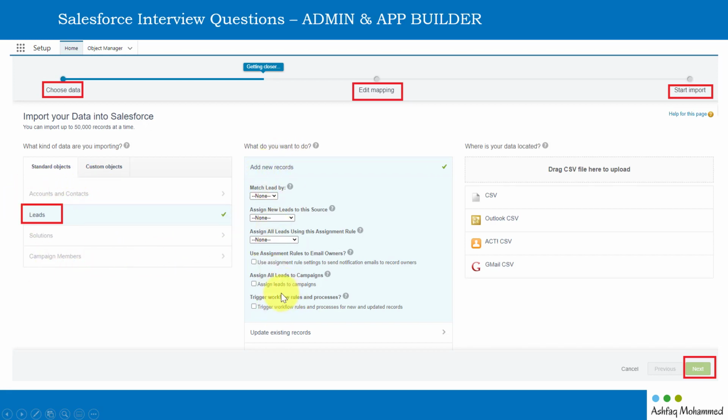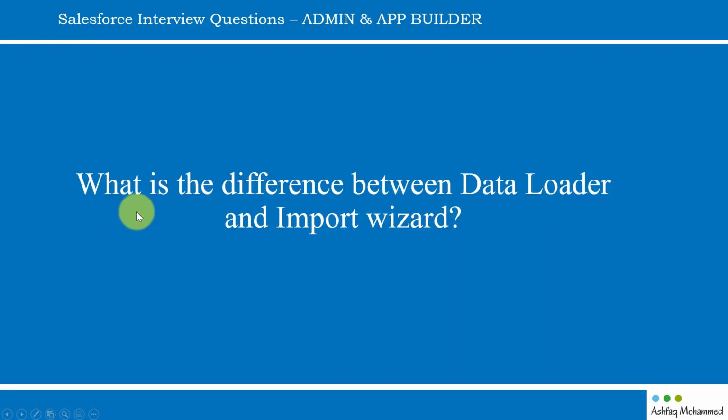And then we have some selections like use assignment rules or email owners, or assign all leads to campaigns, trigger workflow rules and processes. So we have the option to check or uncheck whether to run triggers and workflow rules. Okay, whether we should trigger the workflow rules or not, right? And then we have to select the data file, okay, to tell it what it has to do. Then click on next.